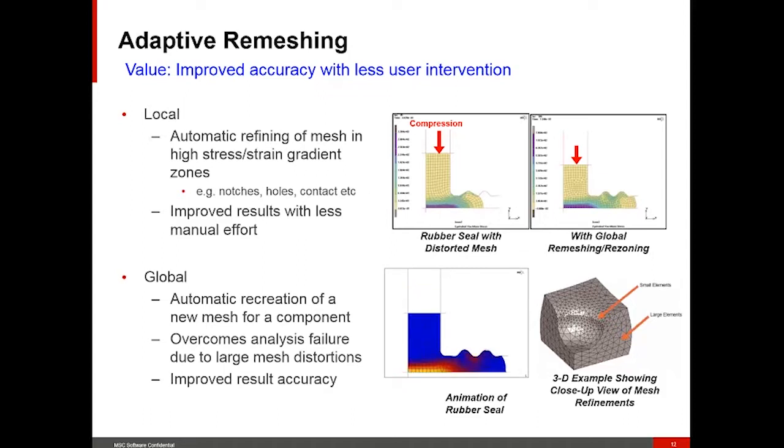In the second method, which is called global remeshing, the domain or the space occupied by the deformed elements is determined by the solver, and the solver uses this domain to create a completely new mesh. All the information such as displacements, material properties, contact, and boundary conditions are mapped from the old mesh to the new mesh. And all these operations are done automatically without user intervention.